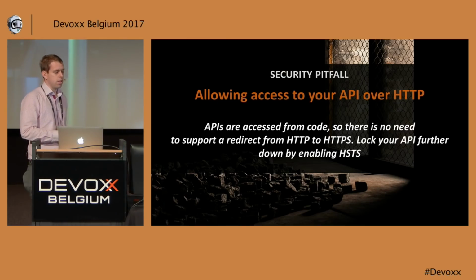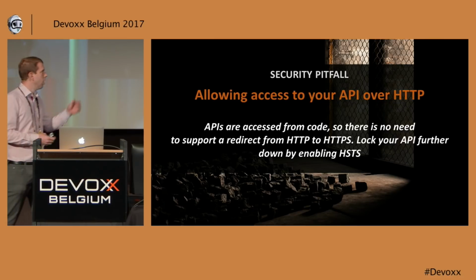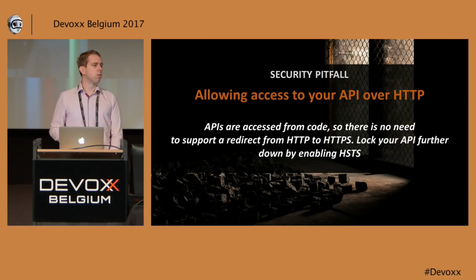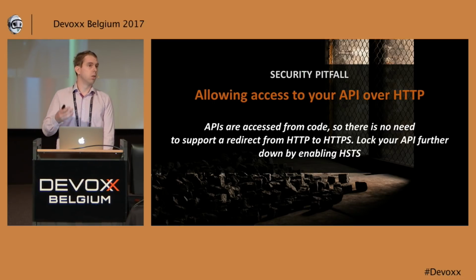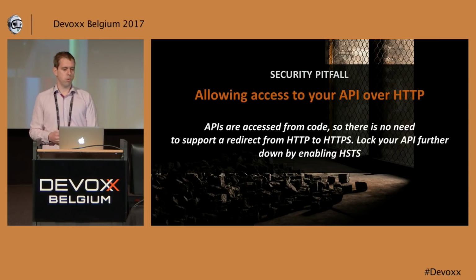It brings me to the first security pitfall of this presentation. Essentially, allowing your API to be accessed over HTTP is something that you shouldn't be doing. That's going to cause you problems. So if you're still doing that, phase it out and deploy HTTPS and enable HSTS as well.